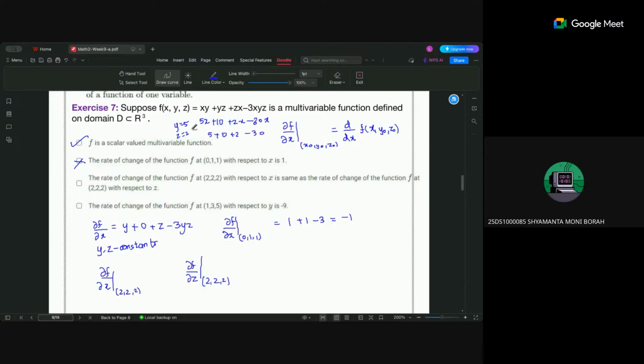So now, what is your 5? 5 is your y. And in place of 0, you are having 0. In place of 2, you are having z. And minus 3yz is minus 30. Can you compare?